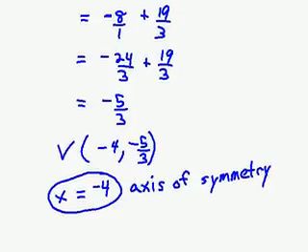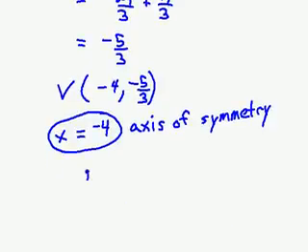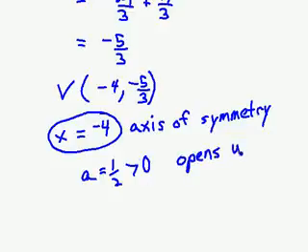And then I know because a equals 1/2, well, that means a is positive, that this parabola opens up, which means it has a minimum associated with it. And the minimum, or the maximum, is always going to be the second coordinate of the vertex. So there's a minimum of negative 5 thirds associated with this parabola.